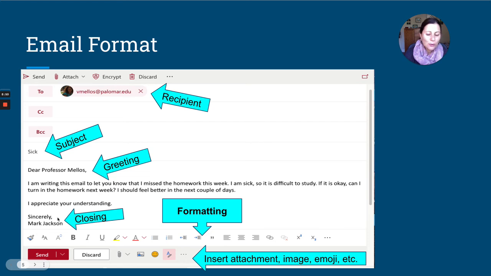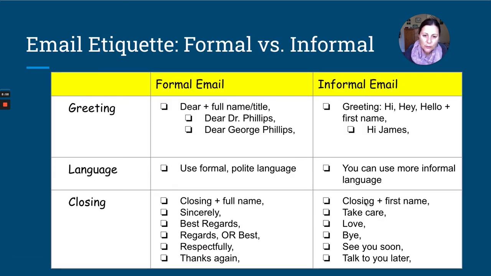This is a formal closing. Okay. So it goes on a new line. You put your name on a new line. In an informal email, your closing might be followed by just your first name, like take care, comma, love, comma, bye, see you soon, talk to you later. And then below that, again, you'll put your name.